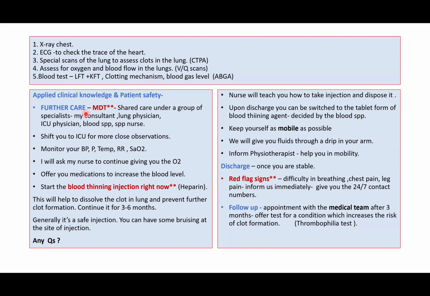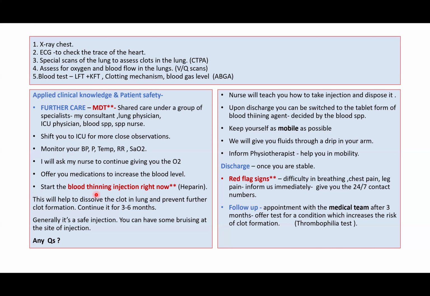So regarding the further care, it's going to be shared care under a group of specialists, including my consultant, lung physician, intensive care unit physician, blood specialist, and specialist nurse. So initially, don't use the short form, use the full form, intensive care unit physician. We have to shift you to the intensive care unit for more close observations, and your observations will be monitored continuously. I will be asking my nurse to continue giving you the oxygen, and we will offer you medications to increase the blood level as well, because the hemoglobin was low.